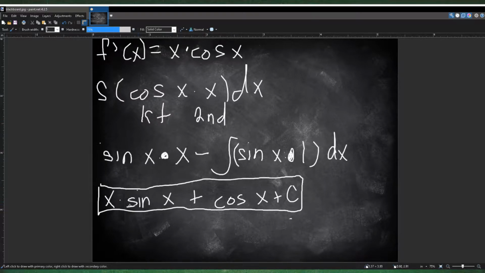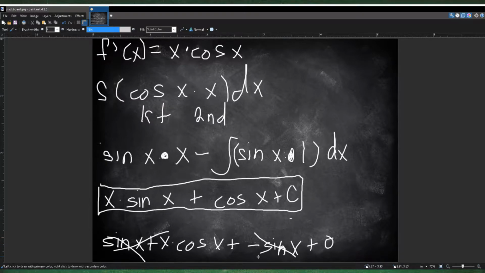So the derivative of this is a product, right? Because x times sine of x. So this is the derivative of x, which is 1, times the original of the second, so sine of x. Plus x times the derivative of the second, sine of x, which is cosine of x. The derivative of cosine of x is negative sine of x. And the derivative of a constant is 0. So this sine of x and this sine of x cancel out because this is positive, this is negative. So all you have left is x times cosine of x, which is basically this. So that is correct. So this is the correct integration.